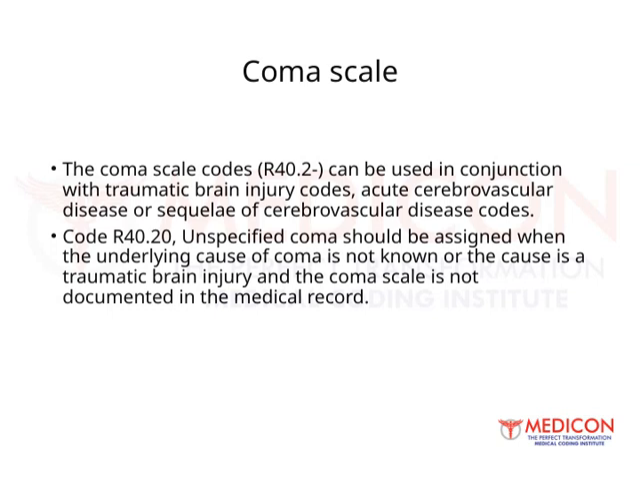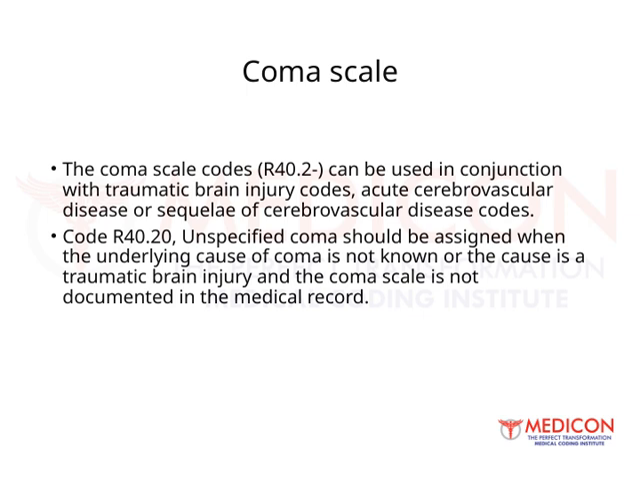Let's talk about the coma scale and how it is used in clinical coding. The coma scale codes, which are in the R40 range, can actually be used alongside codes for traumatic brain injury, acute cerebrovascular disease, or the sequelae of cerebrovascular disease. This means that when documenting a patient's condition, these codes can be combined to give a more comprehensive picture of their neurological status.